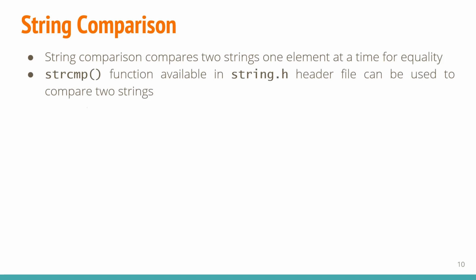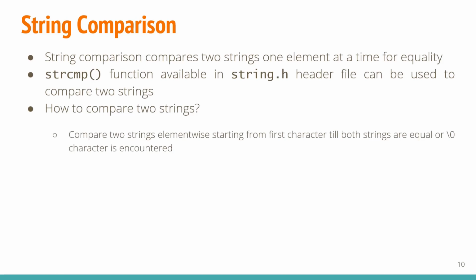There is a built-in function available again in string.h called strcmp, wherein cmp refers to compare and str refers to string, which can be used to compare two strings. Now we'll have a quick look at how strcmp works. First, compare two strings element wise, starting from the first character till the strings differ or the backslash zero character is encountered. The first element of the first string will be compared with the first element of the second string. If it is equal, compare the next element of the first string with the next element of the second string, until the strings differ or the backslash zero character is encountered.